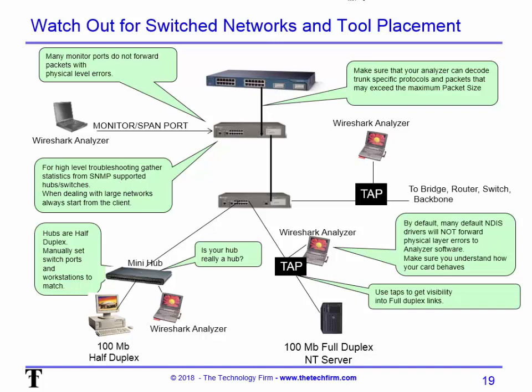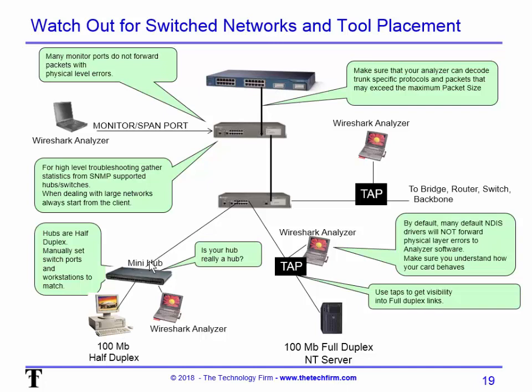Down here, we've got a port that we want to monitor, and this time we're going to use a tap. We're going to talk about taps in just a moment. And taps allow you to see that traffic. Make sure again that if you want to be able to see physical level errors, that your analyzer allows you to see that. Down here we've got a good old workstation, and it's running at 100 meg, and we want to see everything it's doing.